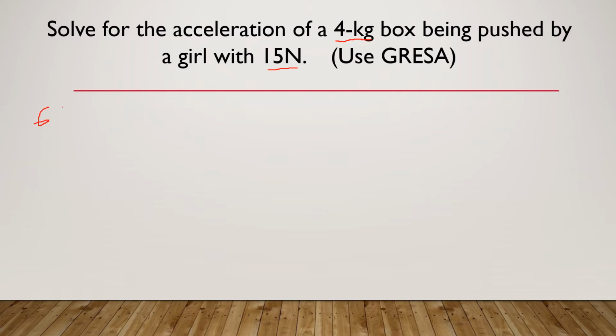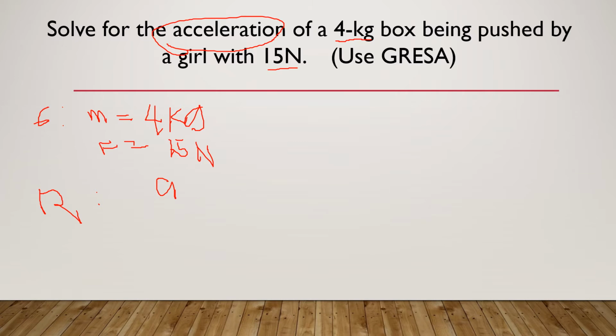Now, let us have given, or G. We have here 4 kilogram, and we already know that kilogram is the standard unit for mass. And then we have here 15 Newton, and we all know that Newton is the standard unit for force. So from here, you already have the variables of mass and force. So it is very obvious that the unknown, or the required, is acceleration. So here, you need to look for the value of acceleration. Okay? So after the required, you have the equation.